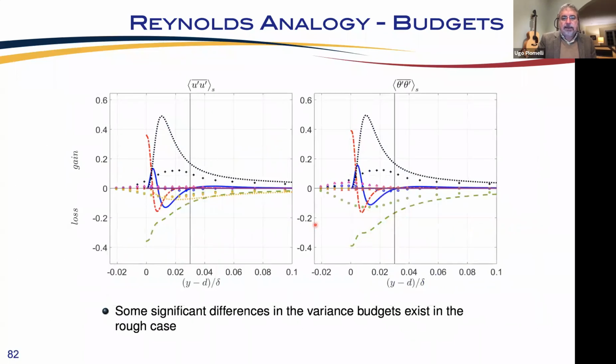We see that if we look at the rough case, we see a different behavior. In particular, we see that the form-induced production, those magenta, I think it's called magenta, those purple triangles, is very much more significant for the scalar variance than it is for the Reynolds stress.